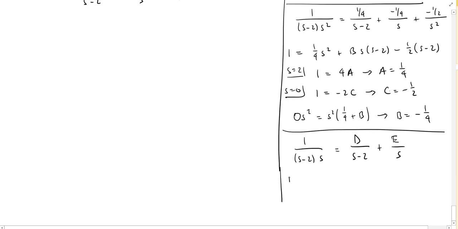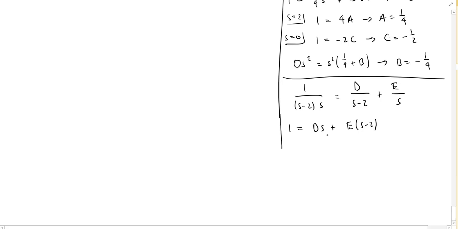Okay, so we can clear denominators, and we get 1 equals ds plus e times s minus 2. And we can play this really nice game where if we make s equal to 2, that'll annihilate the second summand. So when s equals 2, we get 1 equals 2d, and so d equals 1/2. And if we make s equal to 0, that'll annihilate the first summand. So 1 will equal -2 times e. And so e will equal -1/2. All right, so our d here was 1/2, and our e is -1/2.